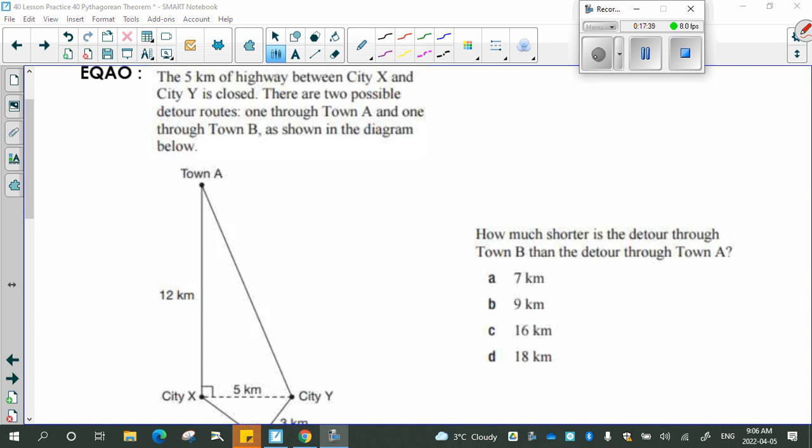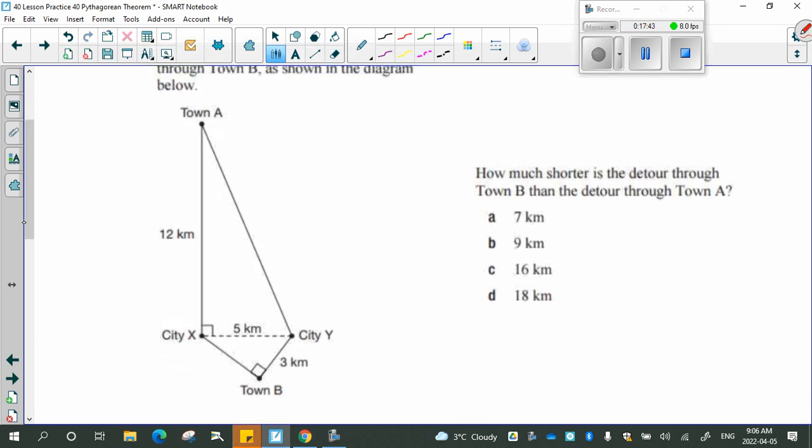There are 2 possible detour routes, one through town A and the other through town B, as shown below. So you can tell just by looking at it that this one's going to be way longer than that one. How much shorter is the detour through town B than through town A? So in order to know that, you need to know how far this detour is, which would be this plus this. And then you have to know how long this detour is, which would be this plus this.